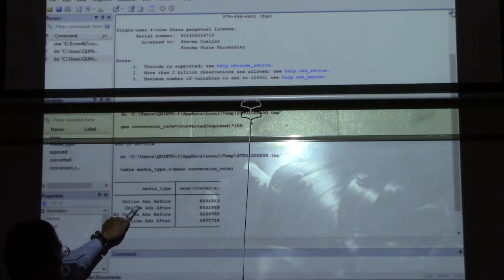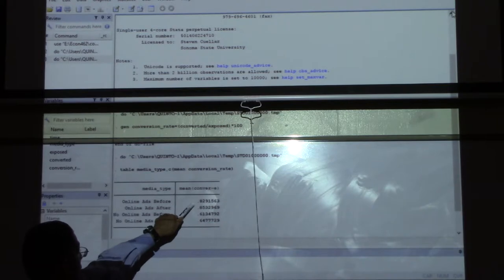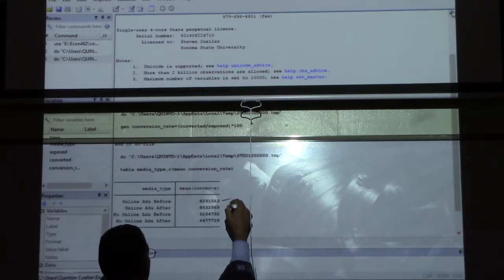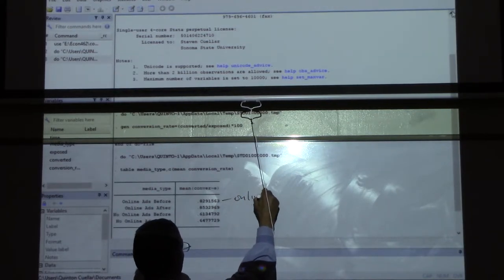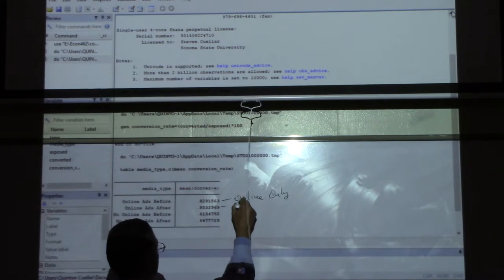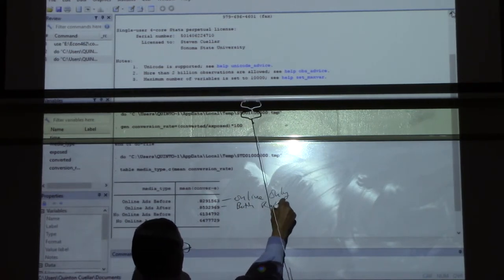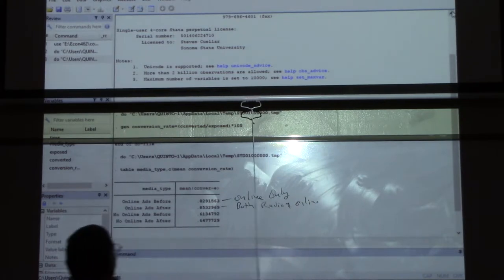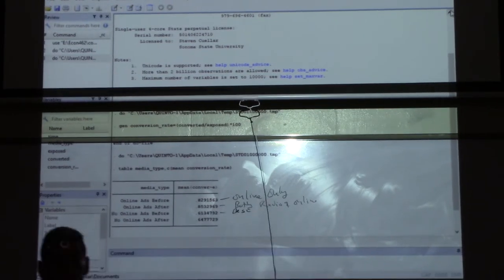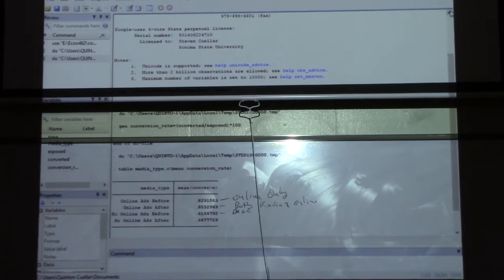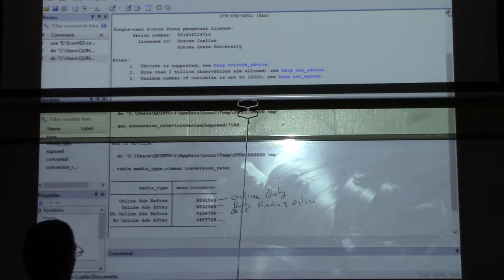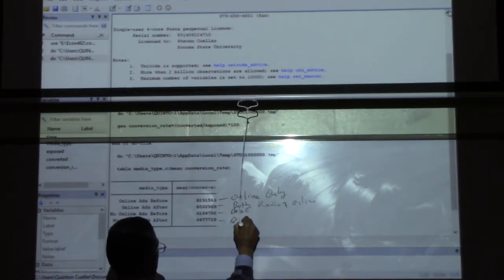So here are online ads before. So this is the conversion rate of those that are exposed to online ads before the radio. So this is online only. Online ads after, so this is both radio and online. No online ads before, so this is really your base. It's what you're comparing. So I've seen nothing here. I haven't been exposed to any online ads, and it's before the radio ad. And this is no online ads but after, and so this is radio only.